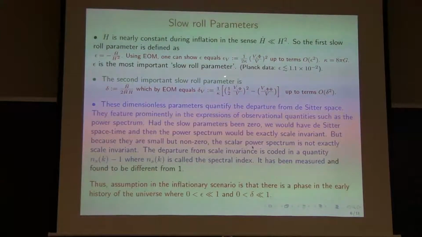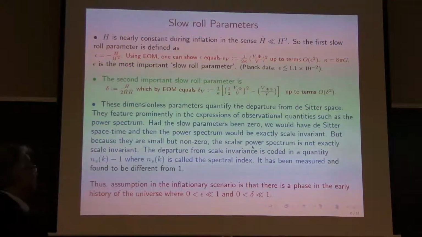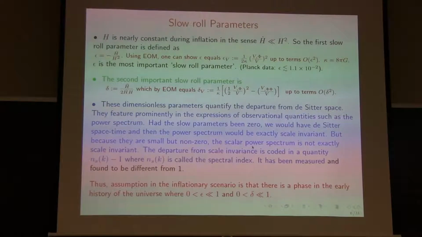The second important slow-roll parameter is really h double dot upon 2h dot times h. Again, this is for dimensional reasons, which by the equation of motion can also be related to the potentials up to the terms of order delta squared. So these dimensionless parameters quantify the departure from de Sitter space.